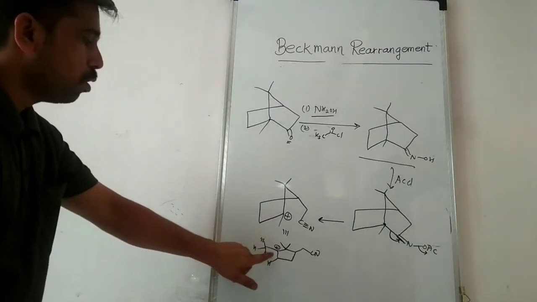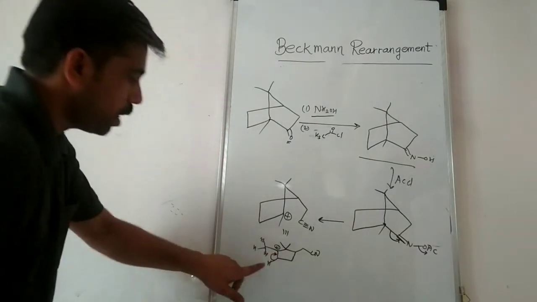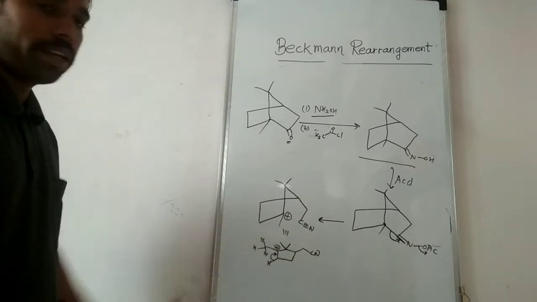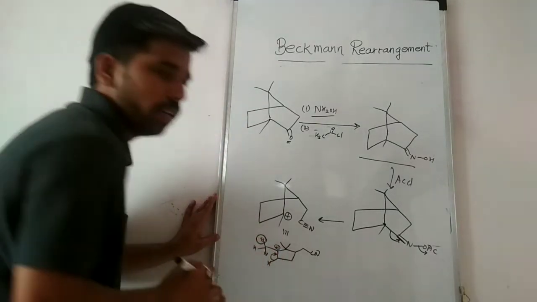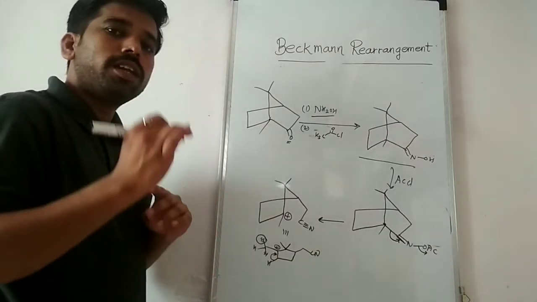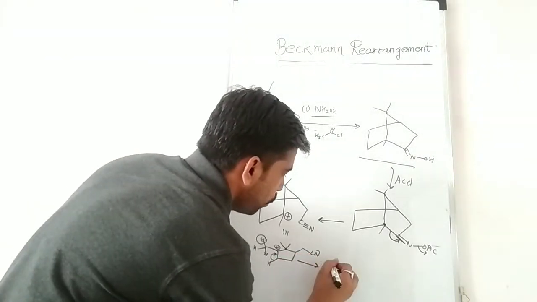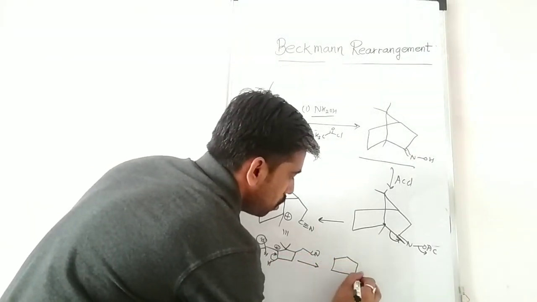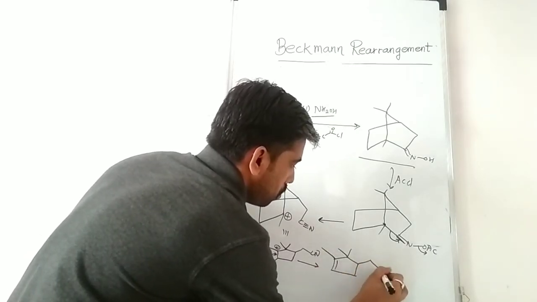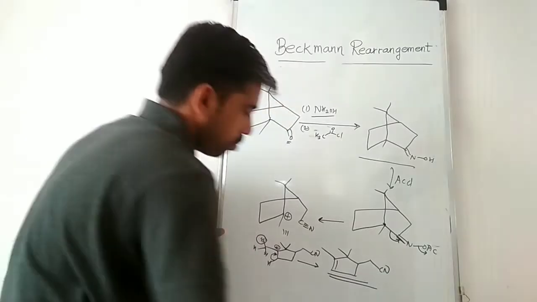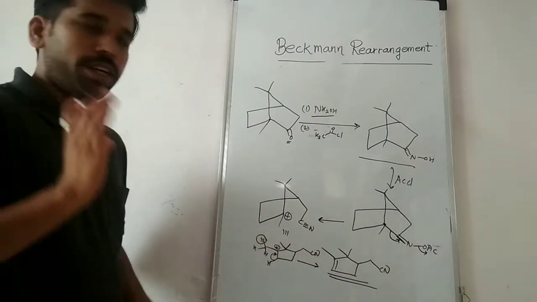Now up to this step, which hydrogen is eliminated? After elimination of these hydrogens, we get the more stable alkene. Okay, and if we eliminate this hydrogen, we get the less stable alkene. Now we know that the more substituted alkene is the more stable. So for the stability, we get the final product. Okay. Now this is the example of Beckmann fragmentation reaction.